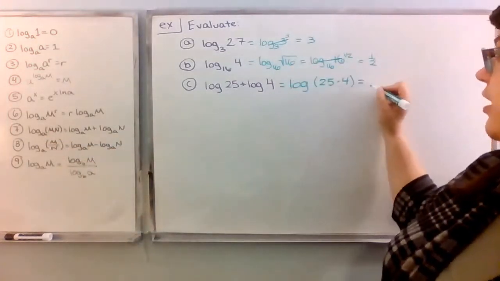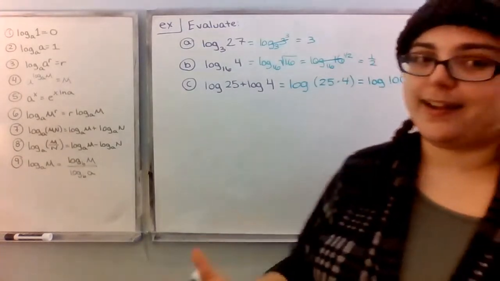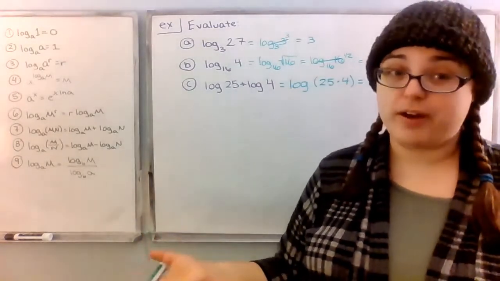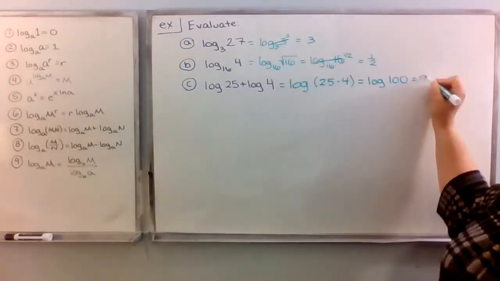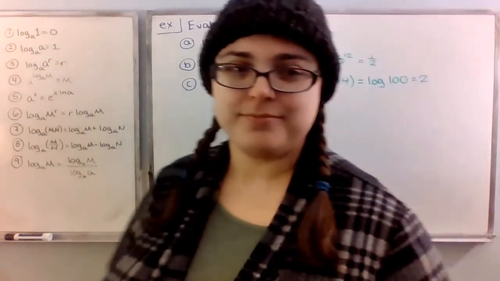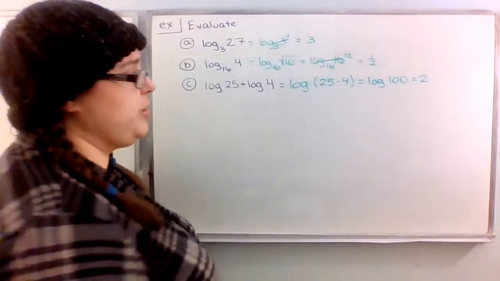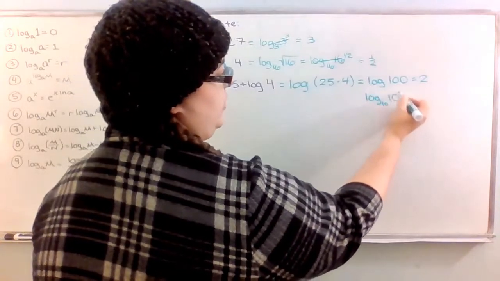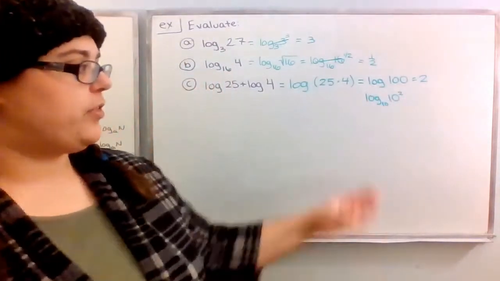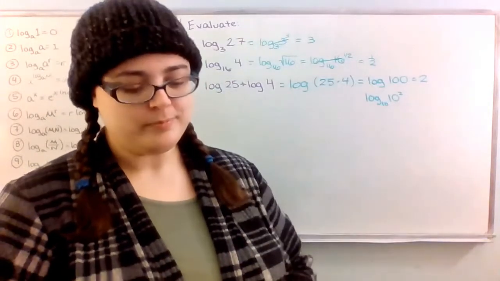25 times 4 is 100. And lucky for us, 100 is a power of 10. 100 is 10 squared. So that means this is going to simplify to just 2. Now, if you wanted to write that out in a few more steps, you certainly could. So you could think of this as log base 10 of 10 squared. So that's how we're thinking of it in order to be able to evaluate it here.